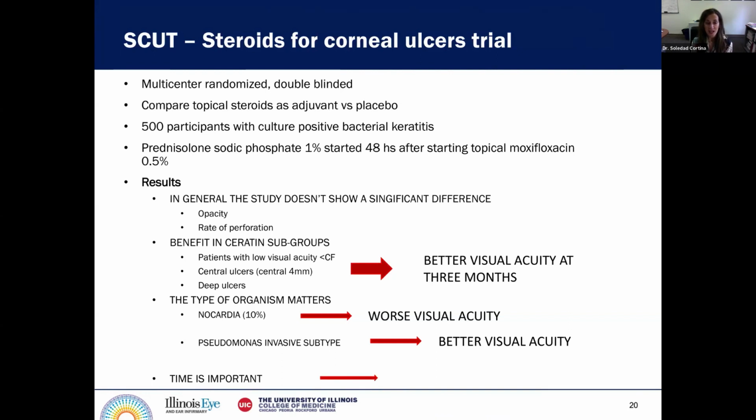And we also learned that timing is important. We saw that the earlier the steroids were started, within the first 2 to 3 days, the better the outcomes.